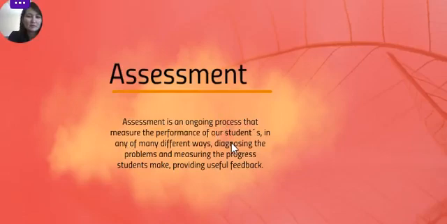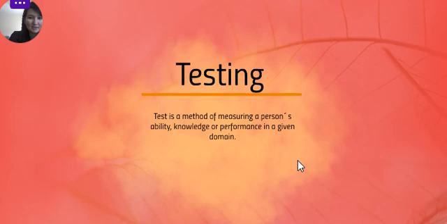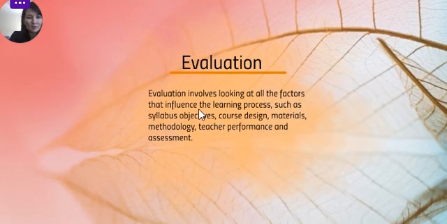Measures the performance of our students in any of many different ways, and measures the progress students make, providing useful feedback. Now, measuring is a person's ability, knowledge or performance in a given domain or sphere. Evaluation, in other words, is a judging. Evaluation involves looking at the learning influences such as syllabus, objectives, materials, methodology, teacher performance, and assessment.